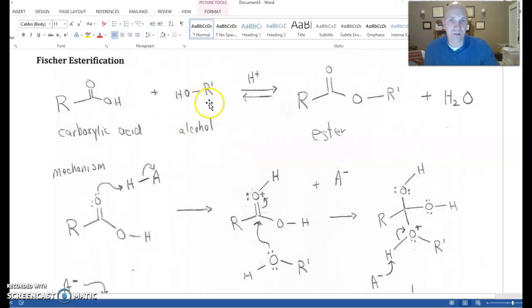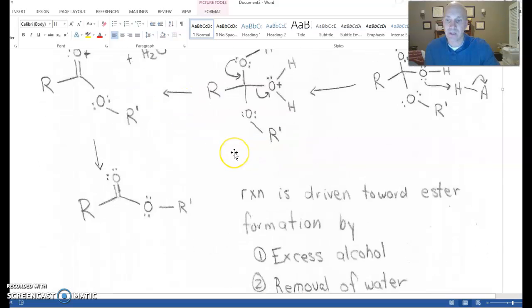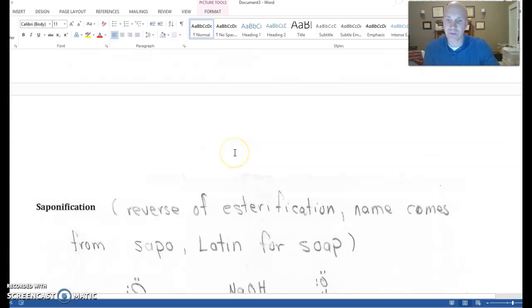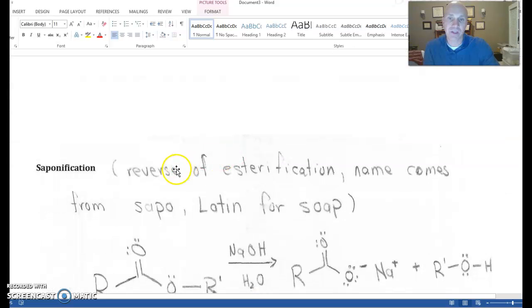You draw that to the left of the arrow. All right. So moving on to saponification. First of all, saponification is essentially the reverse of esterification. And the reason saponification, or where it gets its most fame from, is that it's the reaction that's responsible for making soap.